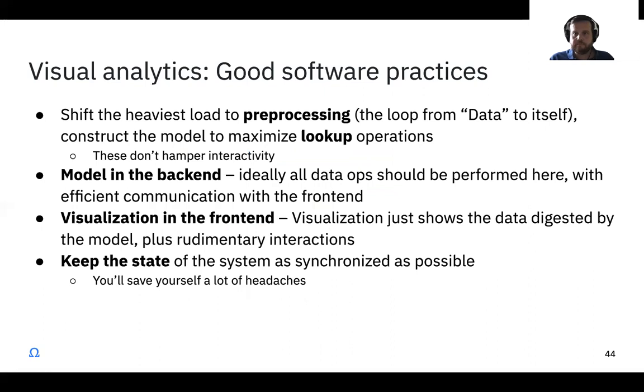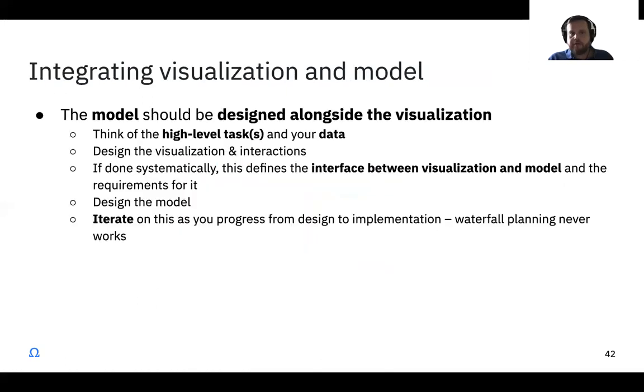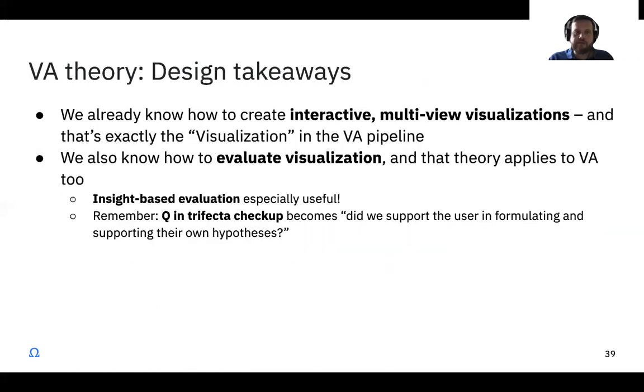And yeah, Lianson asks, for our project, is it sufficient to say that our VA project just shows the data? Well, no. If you want the queue, you have to show that you're supporting the user in formulating and supporting their own hypotheses. That's the queue, basically. So just showing the data is not enough.